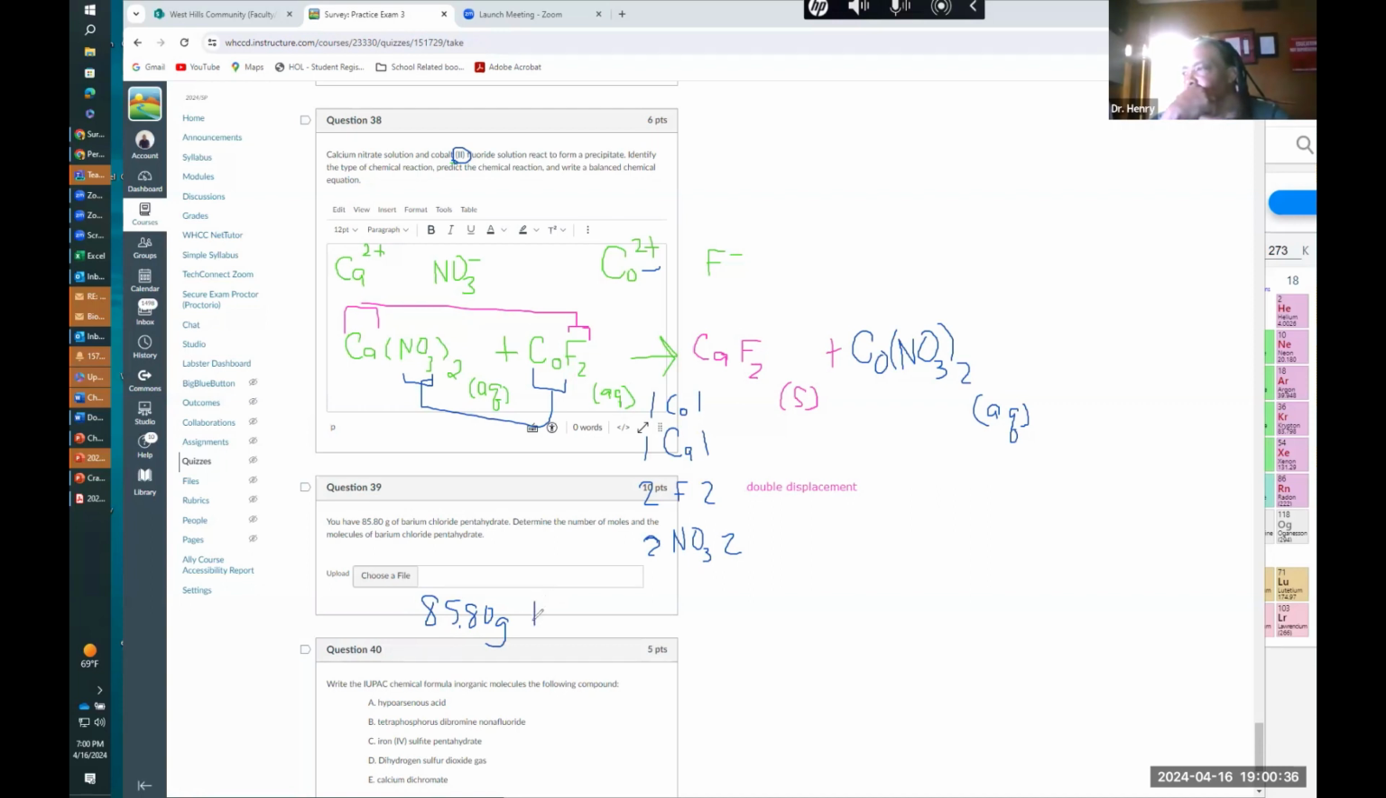It's BaCl, the dot, and then 5H2O. Okay, dot 5H2O. Now, what is the charge on barium? Is it two plus? Positive. That's right, 2 plus.